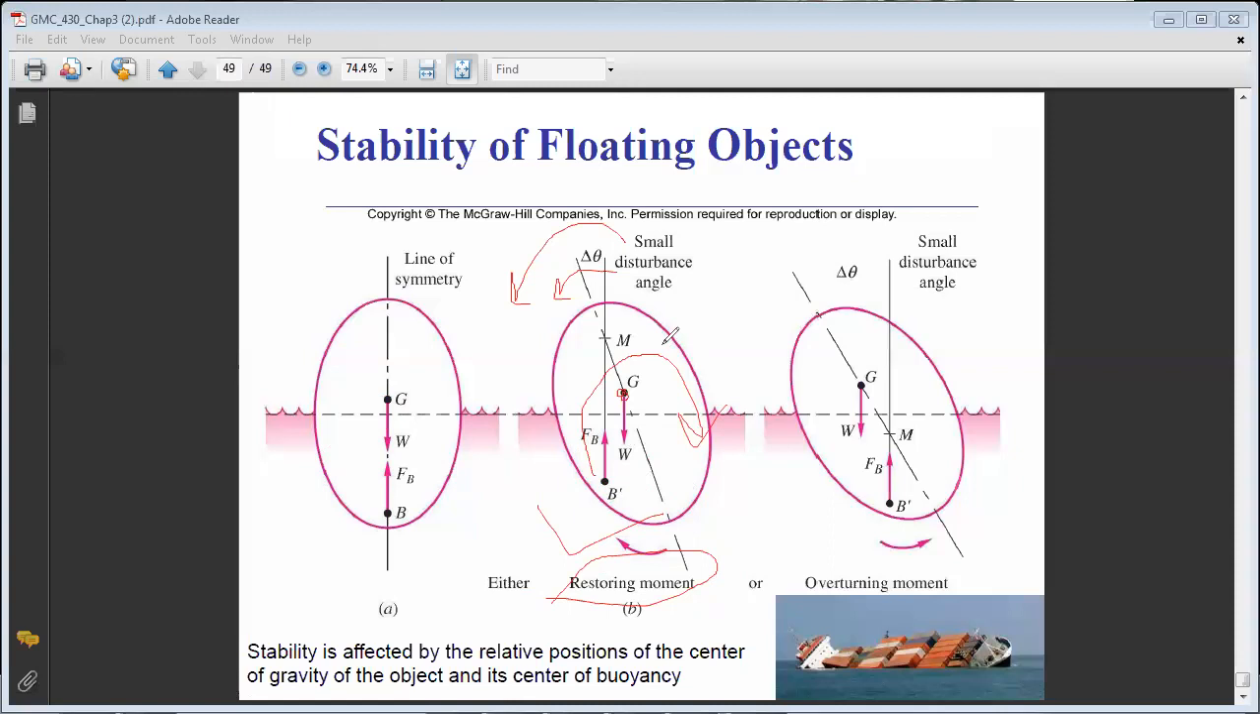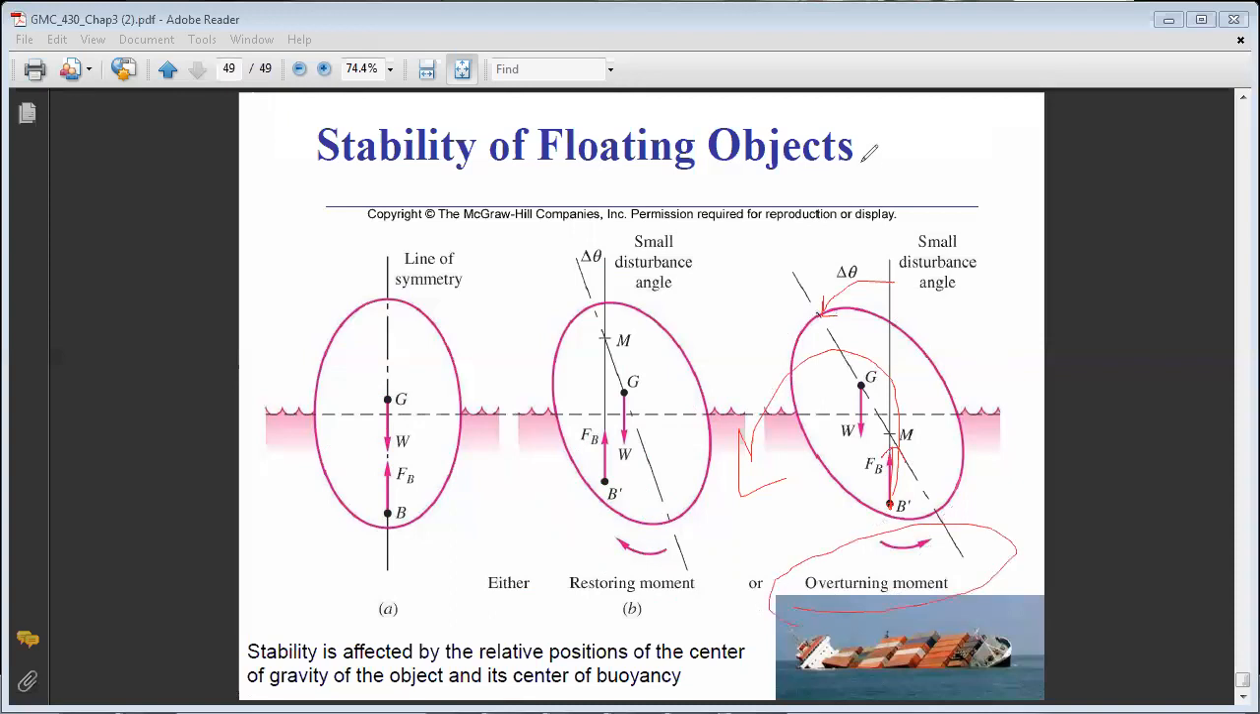Okay, so the second possibility here, for the same shape, if I increase the disturbance angle a lot, now it's not a good case for me because the buoyancy force will change location, and now it will produce an overturning moment. So this is why this shape is not recommended for boats, because if I have a high disturbance angle, the buoyancy force will produce an overturning moment, and this is failure.